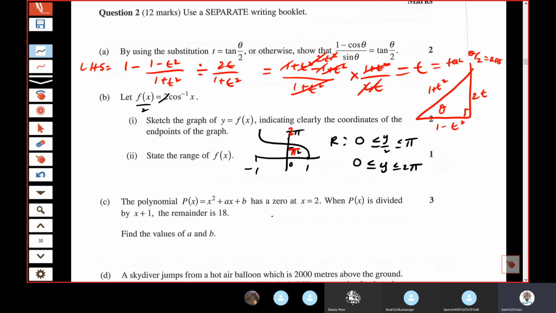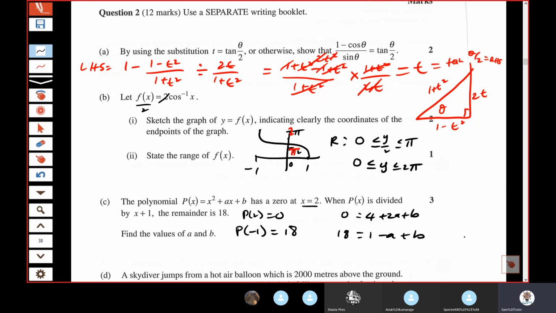C, the polynomial has 0 at x equals 2. When p of x is divided by x plus 1, the remainder is 18. Find the values of a and b. I think we know this one is not going to be a sum of roots one. It's only going to sub in. So when x is 2, p of 2 is 0. When x is negative 1, it's 18. So you get 0 equals 4 plus 2a plus b, and 18 equals 1 minus a plus b.